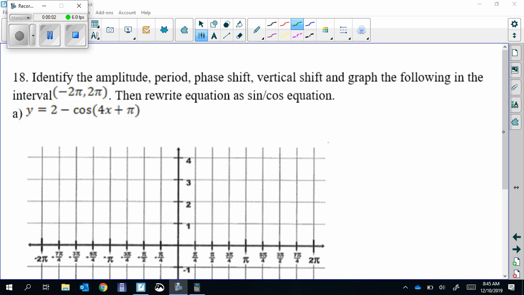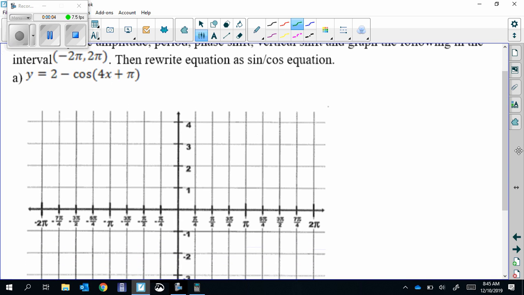To do this graph, the first thing you need to notice is that this 4 here needs to be factored out before we can do anything with it. So divide by 4, this becomes pi over 4.